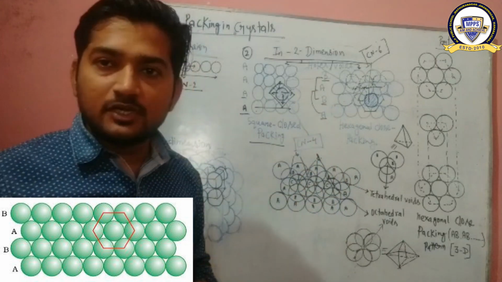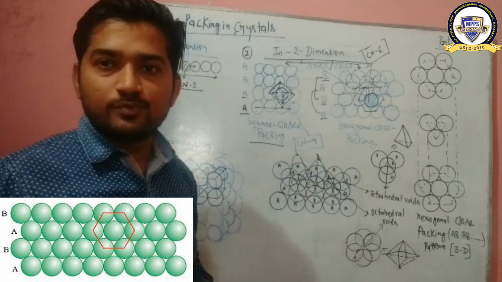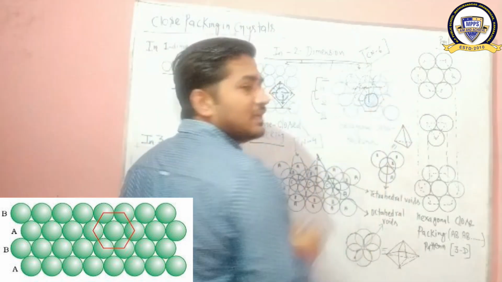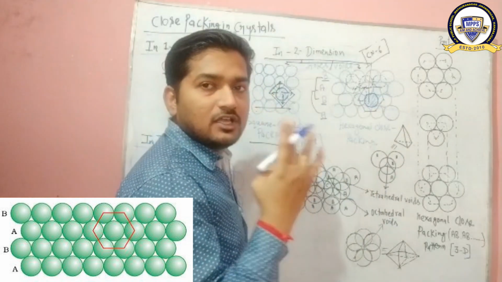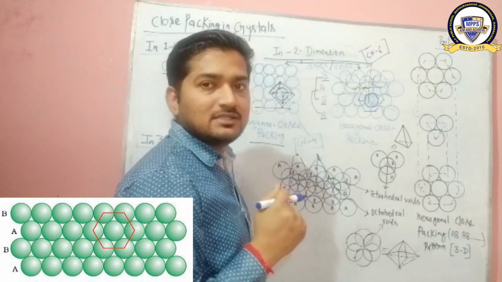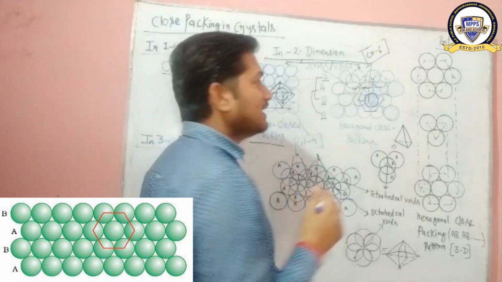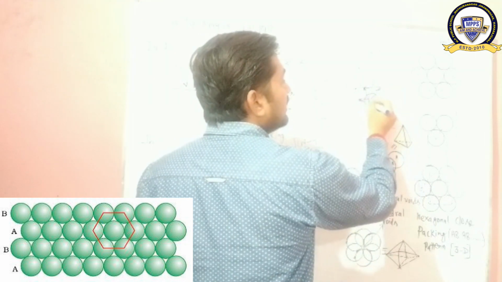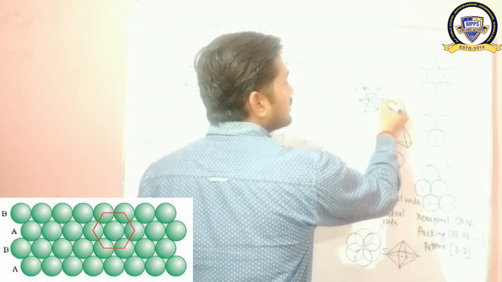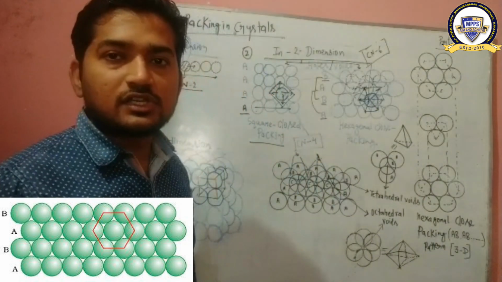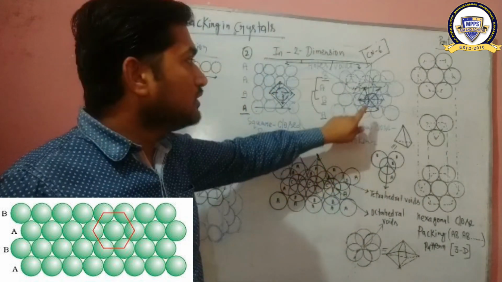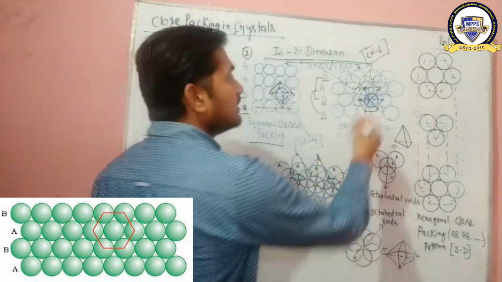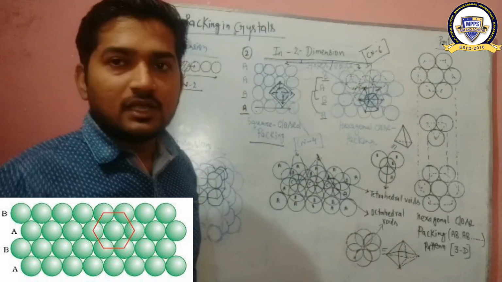So this type of arrangement is known as AB arrangement, and in this arrangement any particle is surrounded by 6 other particles, and that's why they show coordination number 6. This sphere is surrounded by 6 particles, so they show coordination number 6.